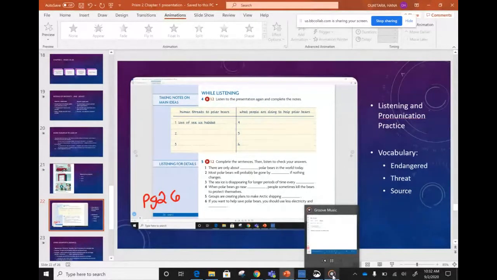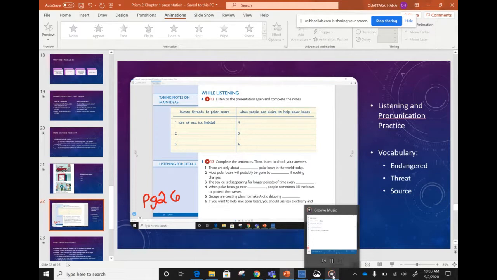Third, and most importantly, people are trying to stop climate change, and you can too. If you want to help save polar bears, you should use less electricity and gas, tell government leaders your opinion about the issue of climate change, and get involved with organizations that are working to save polar bears.